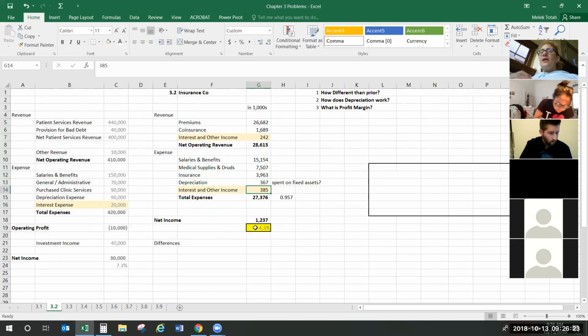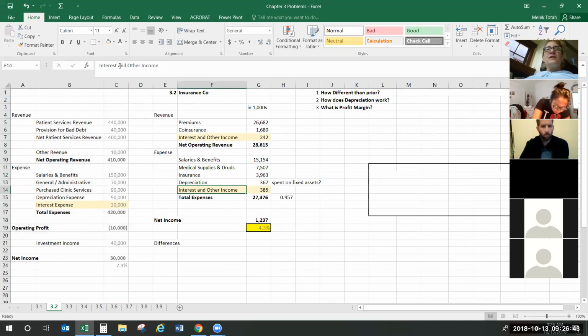Like I said, you can have an interest income if you have a CD and you're generating interest, or you could have an interest expense if you have a loan and you have to pay interest, right? So it can go either way. You just have to know whether it's income or expense, right? And this actually is not called other income.